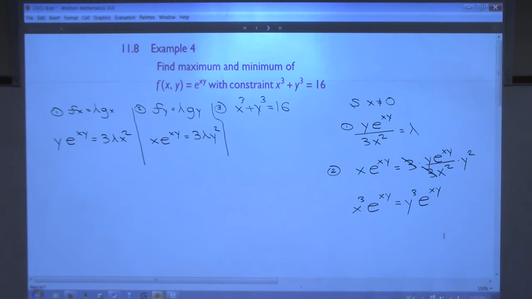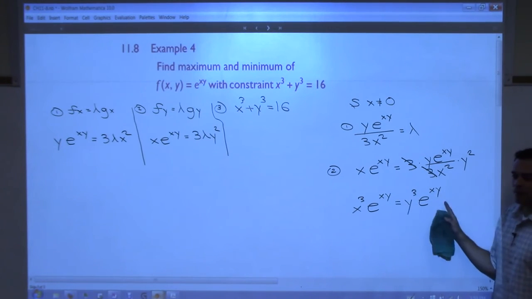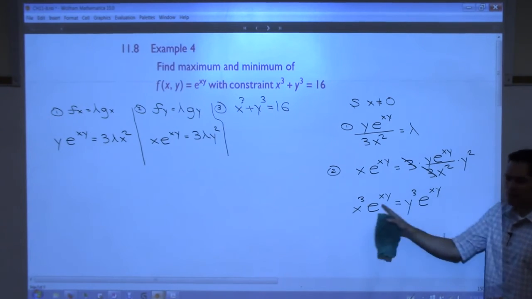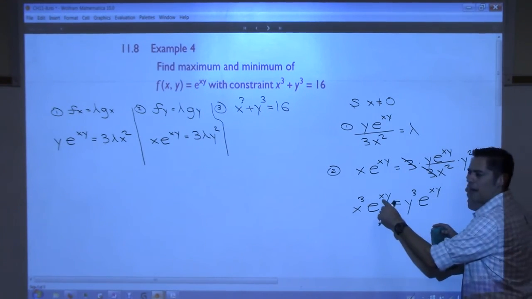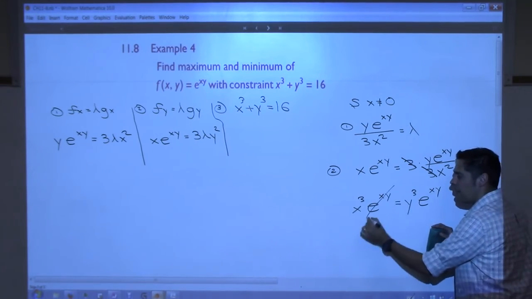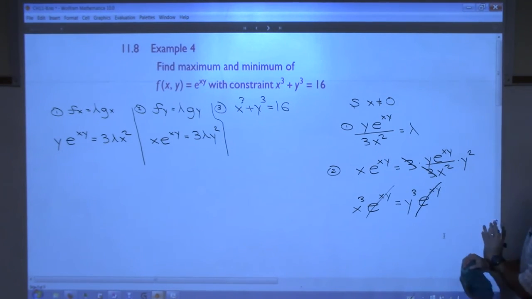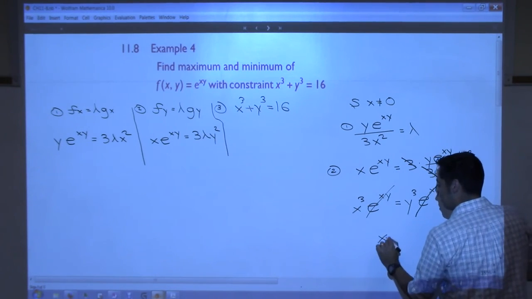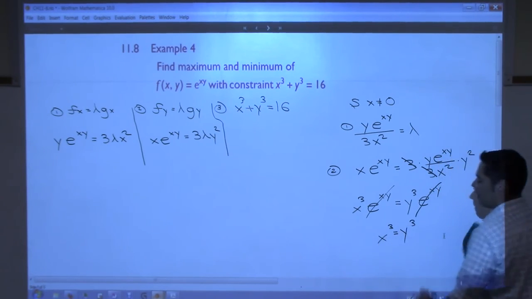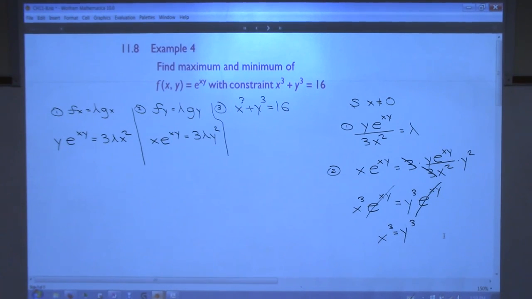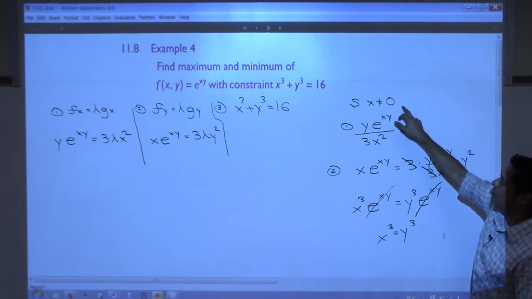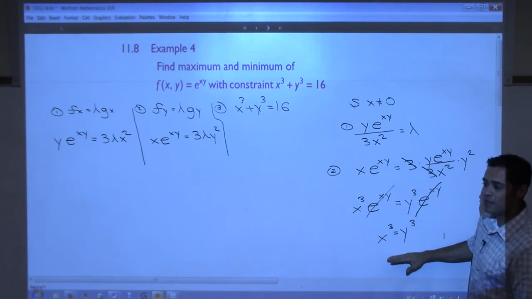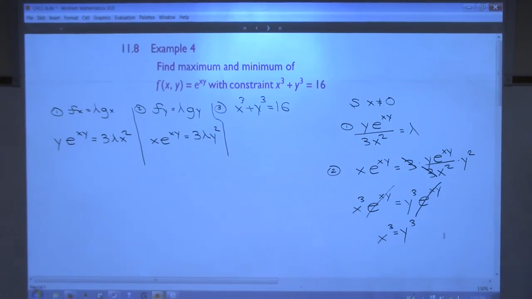Now what? You can divide out e to the xy now. I just told you, don't ever do that with a variable, but we all know that e to any power can never be 0, right? So I can divide this out safely without any concerns. Which means x cubed equals y cubed. So far, that's what I've got. If x is not 0, then to satisfy things, x cubed has to be y cubed. Now, where can I go from here? The third equation.